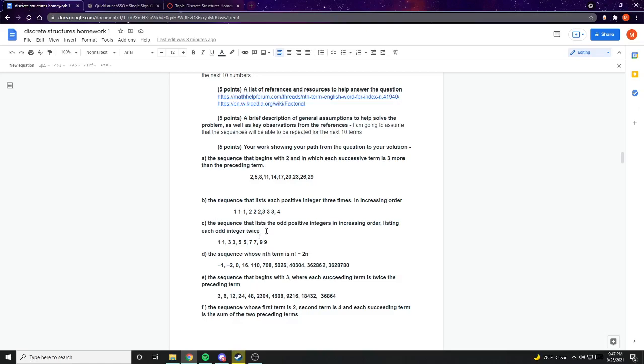So this one lists all the odd positive integers in increasing order, and then they wanted us to do the odd digits twice. So 2 1s, 2 3s, 2 5s, 2 7s, 2 9s.